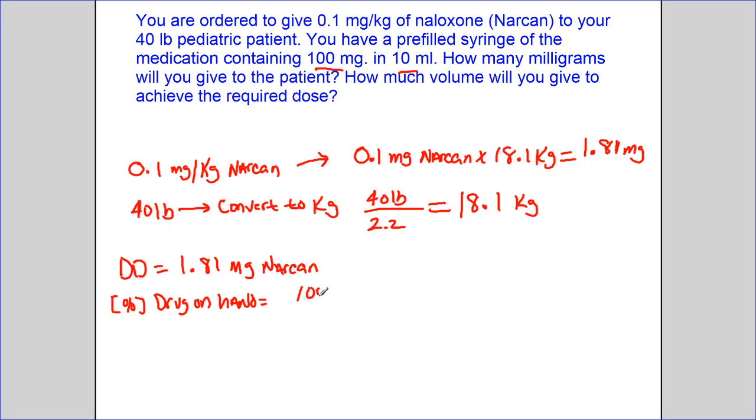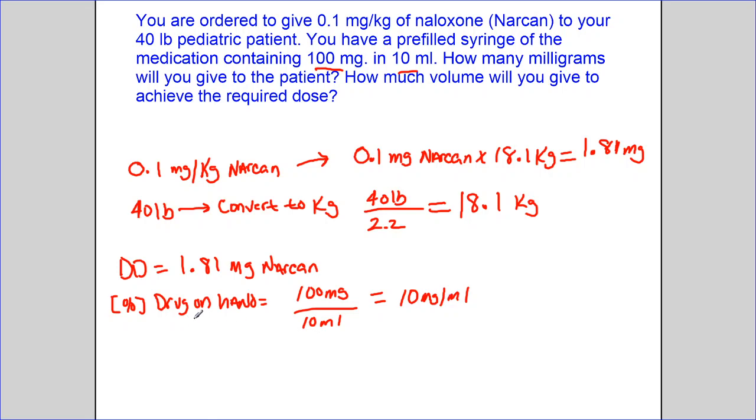So we're going to take 100 milligrams over 10 milliliters. Let's do the math. I don't need a calculator to do that, but at the same time, sometimes I start thinking too fast and I get ahead and I do make mistakes. So we have 10 milligrams per mL.